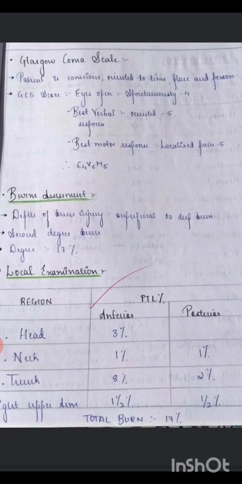Okay, so there are various methods. According to the hospital you are posted in, the hospital policy, you have to see what method they use, and according to that you have to do this local examination. So you see anterior and posterior head, how much degree burn is there, then neck, then trunk, then total. You have to calculate and write what it comes to.